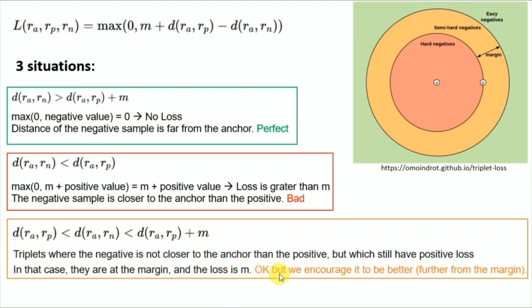Again, this is okay, but we encourage it to be better, further from the margin. We want these to be here on the green side. So we want them to cross this margin, to cross this orange shaded area. So this is the objective, and that's, again, why we're including the margin. This is where you can visualize the margin thing. So I hope this diagram really visualizes the concept.